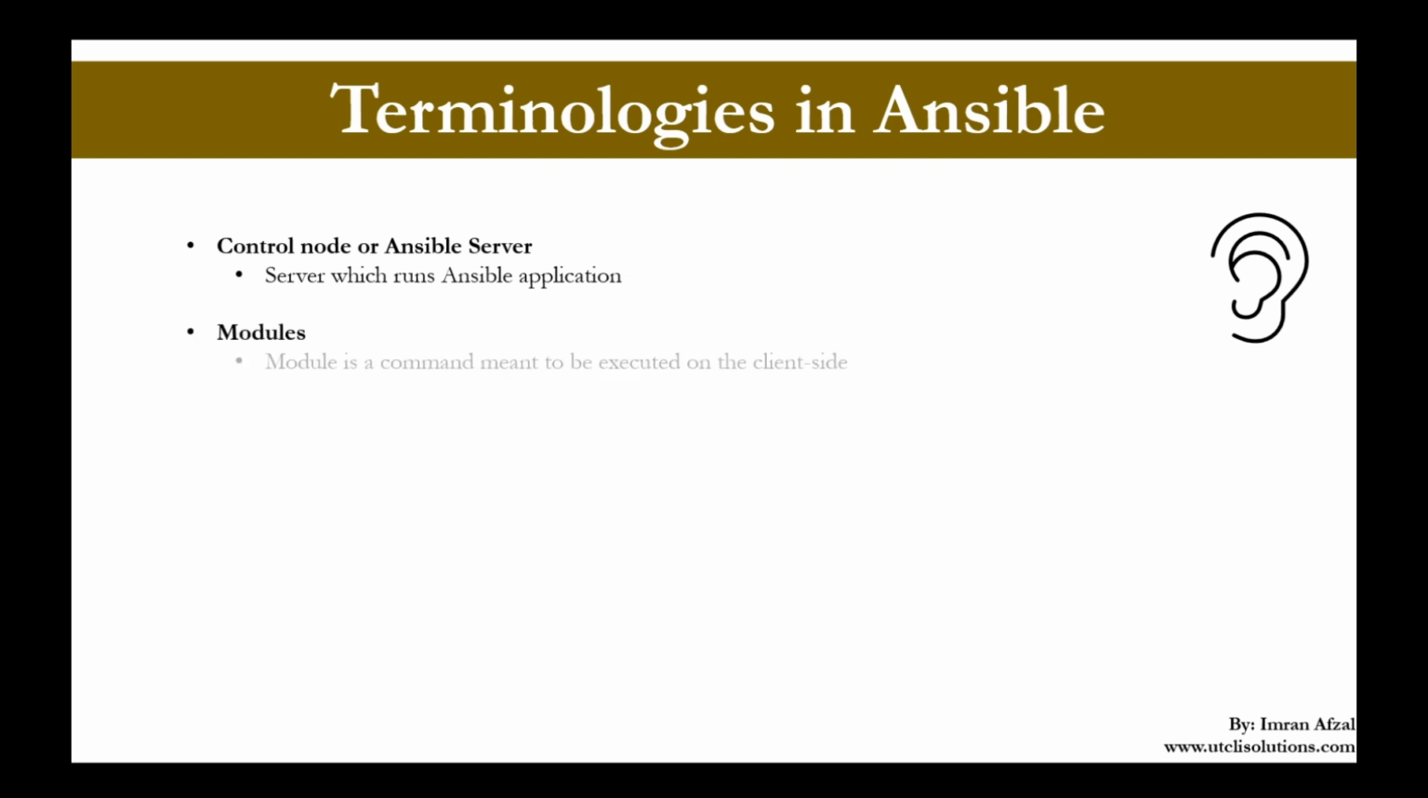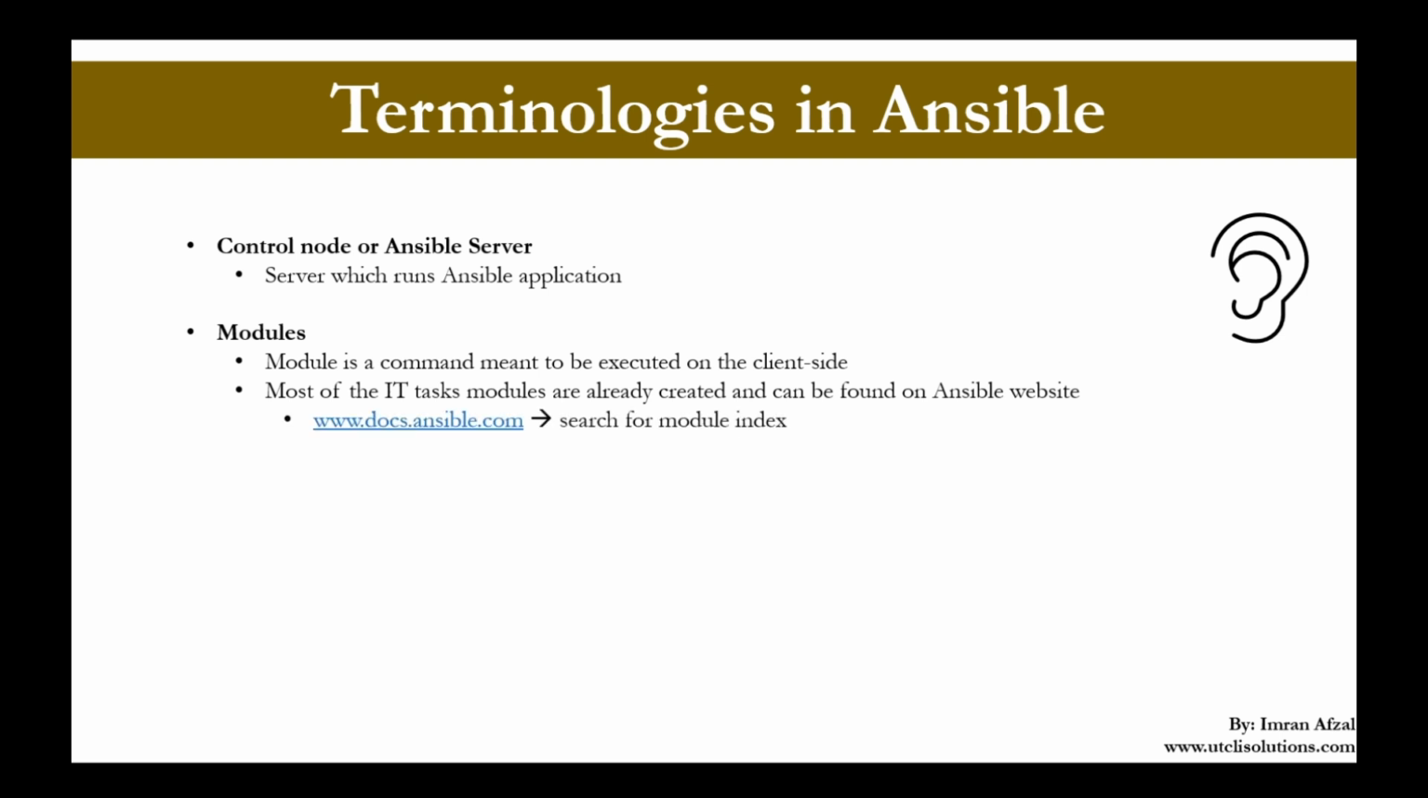Then modules. Module is a command meant to be executed on the client side. Most of the IT task modules are already created and can be found on Ansible website. There are almost 1,300 modules out of the box that are available and about 4,000 plus modules on Ansible Galaxy websites. You could go to docs.ansible.com and search for modules of your choice if you want to automate a certain task.